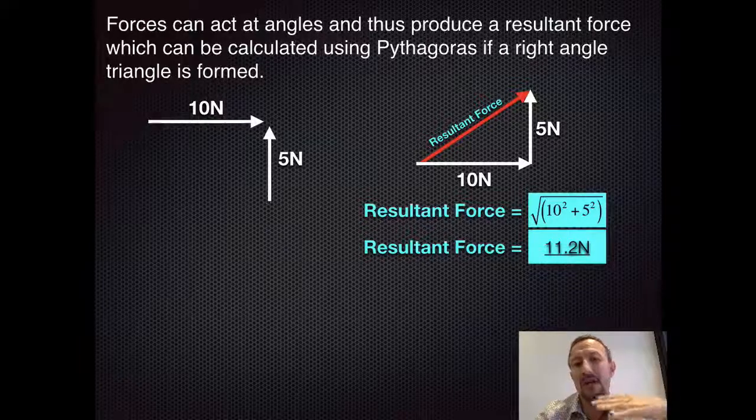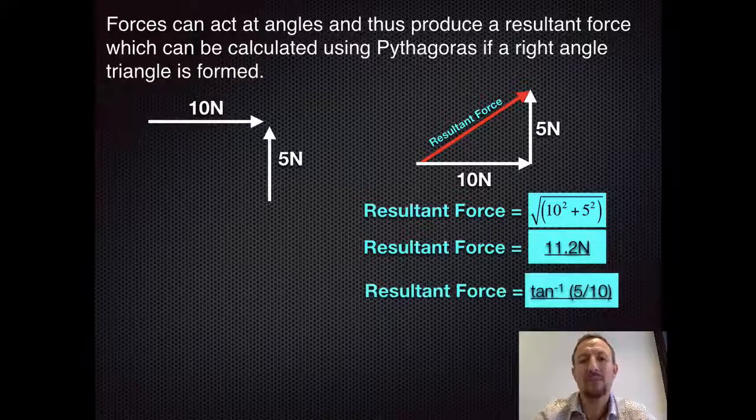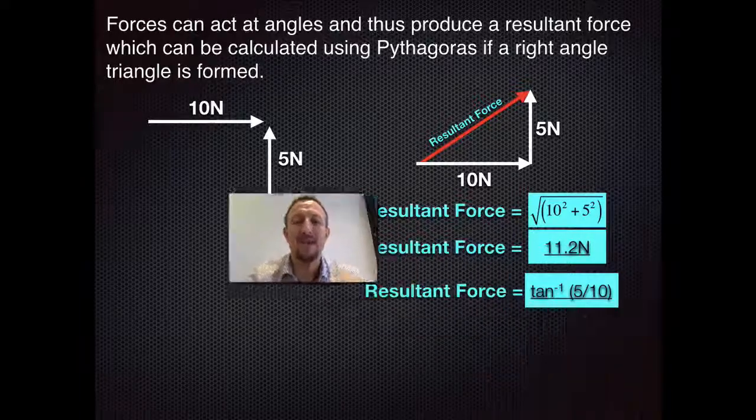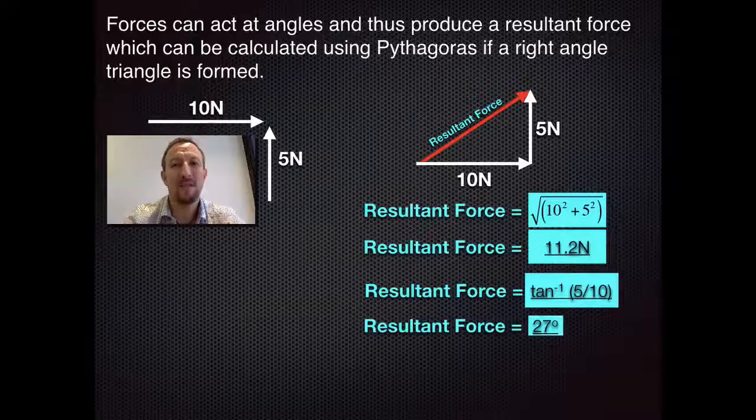However, we're not going in a specific direction, we have to go at an angle. So we've got to work out what the angle is. Remember, a vector is magnitude, 11.2 Newtons, plus direction. So let's work out the direction. Well, in this case, I'd use trigonometry, which is basically tan to the negative 1 of the opposite divided by the adjacent. The opposite obviously being 5 and the adjacent being 10 Newtons. So I get tan to the negative 1 of 5 over 10, which gives me 27 degrees.